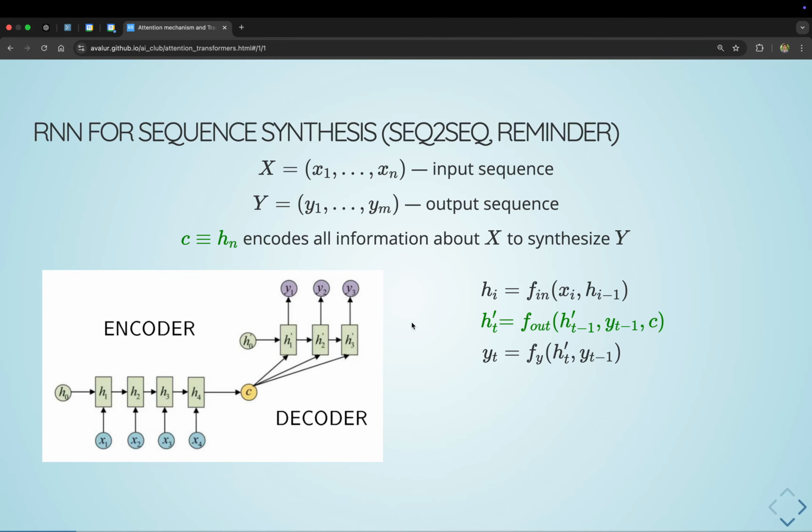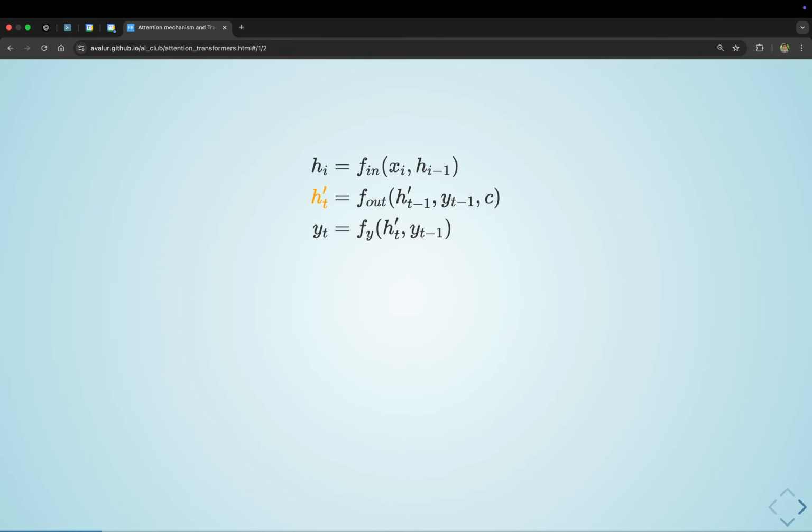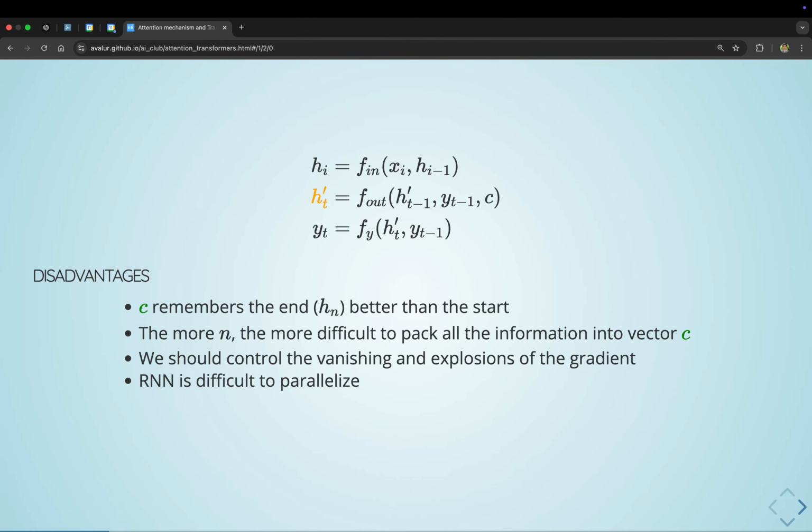You can use this architecture for machine translation, for example, but again, here there are some difficulties too. So the disadvantage of the encoder-decoder model is that we force the model to remember all the input in one vector C. It means that the larger n is, the more input we have, the more difficult it is to pack all the information into this vector. And of course, C, as the end of the encoder, remembers the end better than the start.